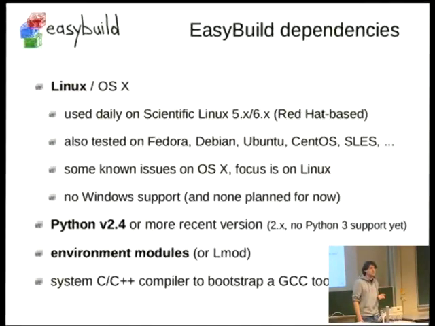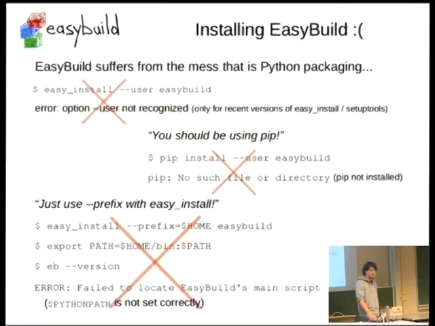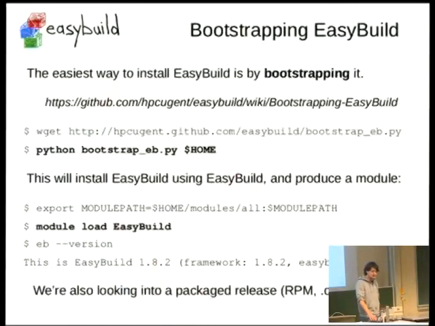We need Python 2.4, so we're running this on some old systems that still have Python 2.4. We support it for now. Not sure for how long, but for now, everything will be written for 2.4. And a C compiler to start your first build of a GCC or the Intel compiler. Installing EasyBuild, well, there's a bootstrap script. We'll look into providing RPMs and deb files soon, because that's maybe the easiest way to actually get it installed. You can install EasyBuild with EasyBuild.